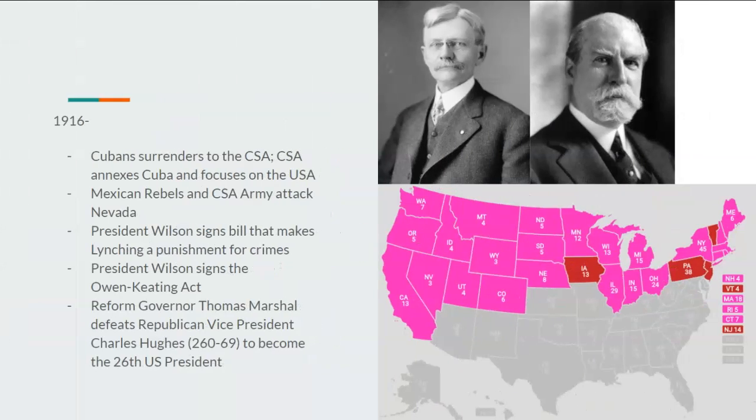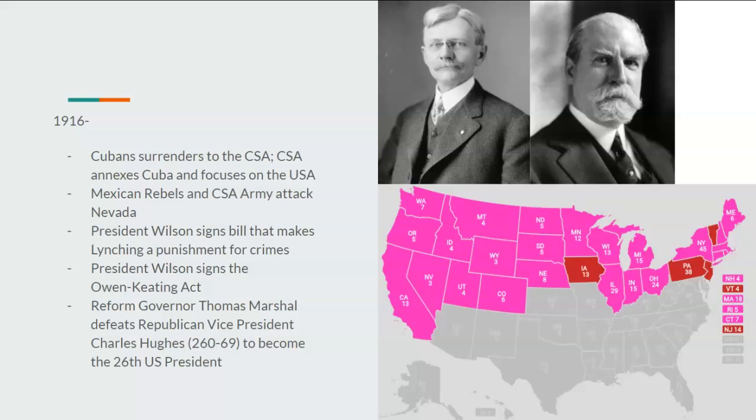In 1916, the Cubans surrender to the Confederacy. The CSA annexes Cuba as per the 12th Amendment and focuses their attack on the Union States. And the Mexican rebels in the CS Army attack Nevada, so Nevada is on their hit list. President Wilson signs a bill that makes lynching a punishment for crimes. So there you go. If you commit a crime despite color, you are given the lynching punishment for certain things. And President Wilson signs the Owen Keating Act.